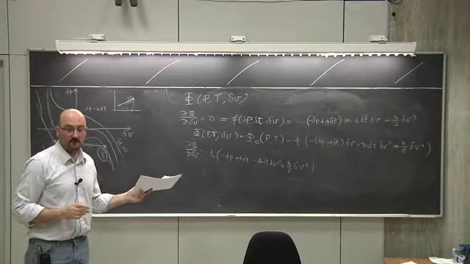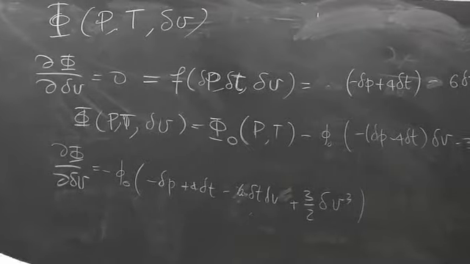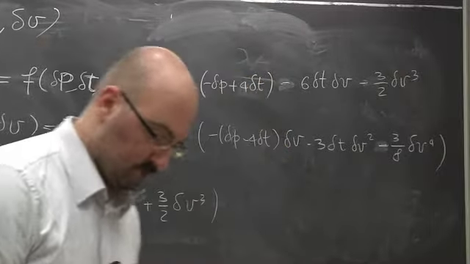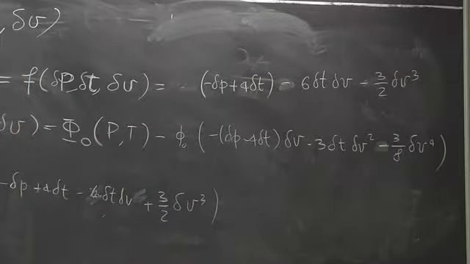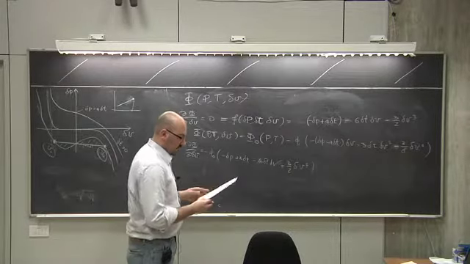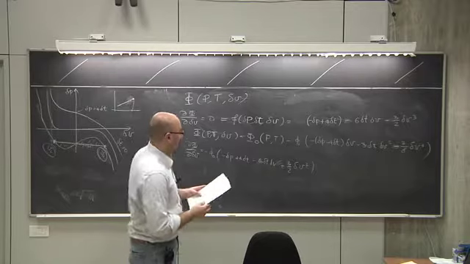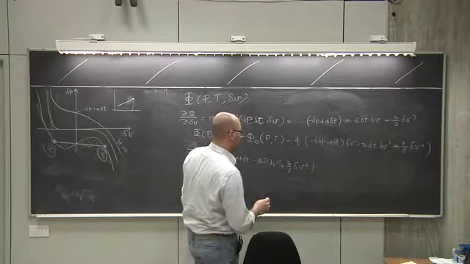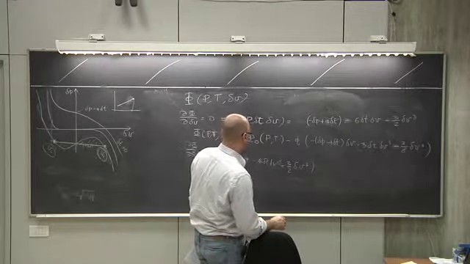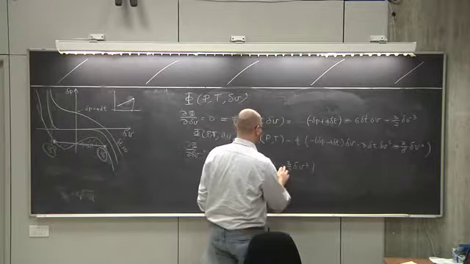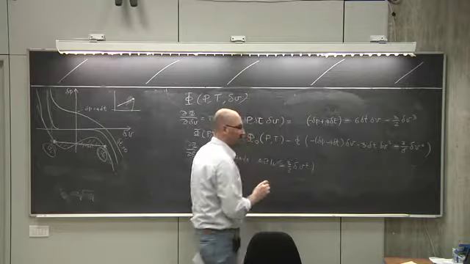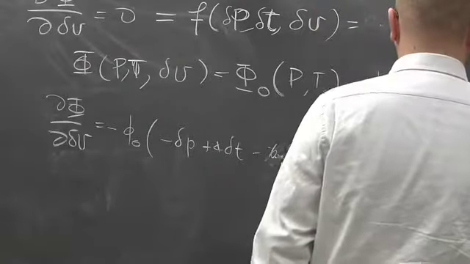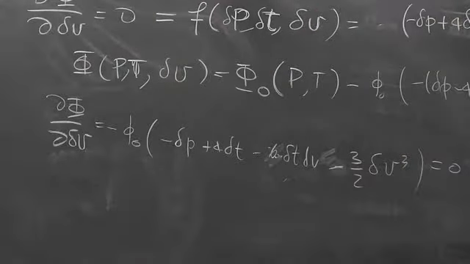Okay, is it correct now? Okay, we reconstructed all the minus signs. Okay, very good. So when I set this equal to 0, then I get the equation that links dP, dT, and dV before.